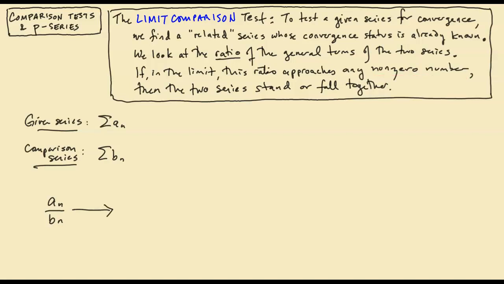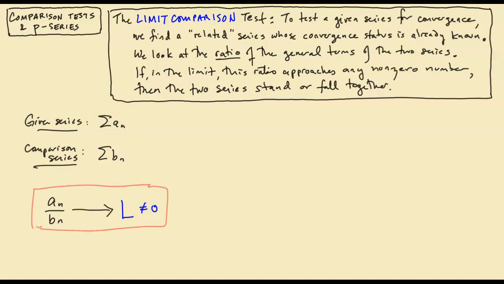Let's call that number L, for limit. The claim is that this should be enough to allow us to conclude that these two series stand or fall together. Why is that so? Well, it will be clear if we think about what this actually means.